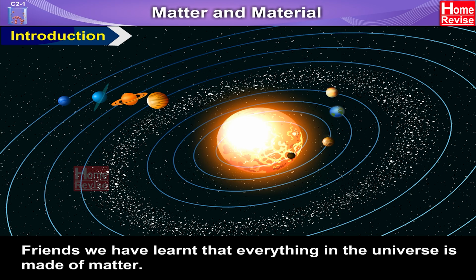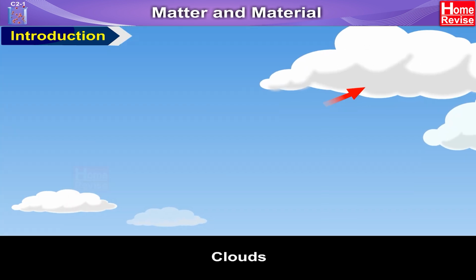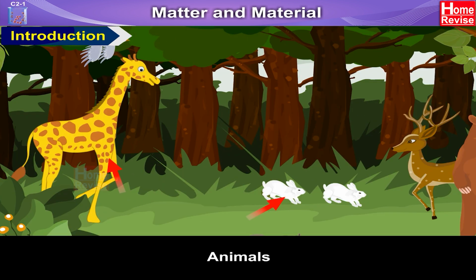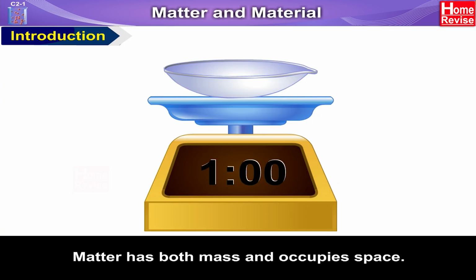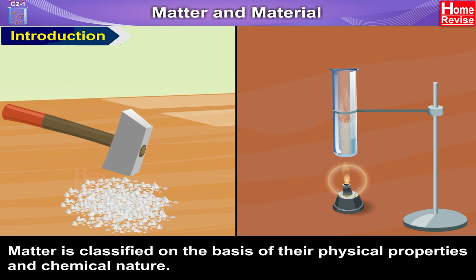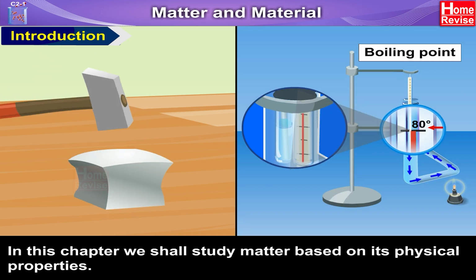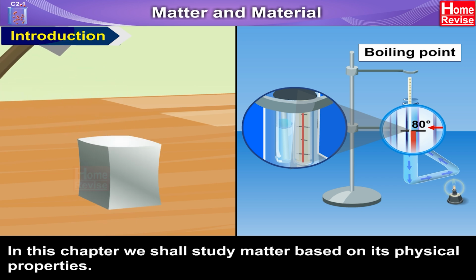Matter and material. Introduction. Friends, we have learned that everything in the universe is made of matter. The air we breathe, the food we eat, stones, clouds, plants, animals, even a drop of water or a particle of sand. Everything is made of matter. Now, matter has both mass and it occupies space. Matter is classified on the basis of their physical properties and the chemical nature as well. In this chapter, we shall study matter based on its physical properties. So shall we go ahead?